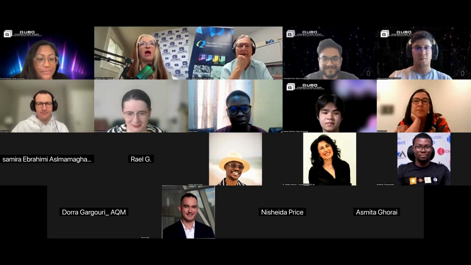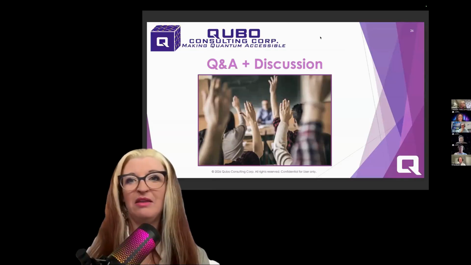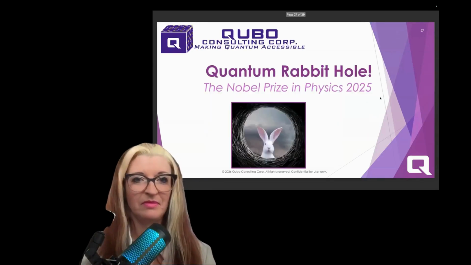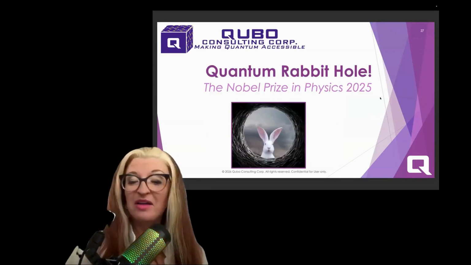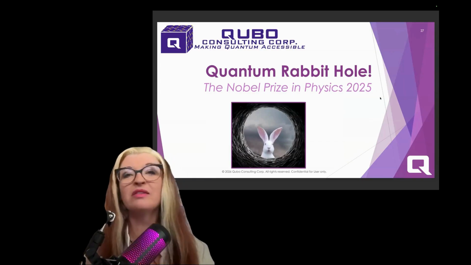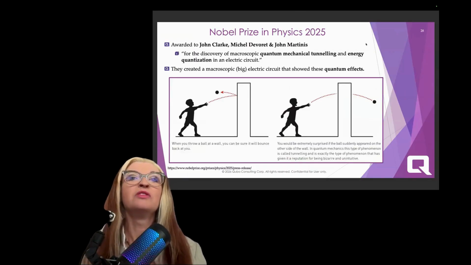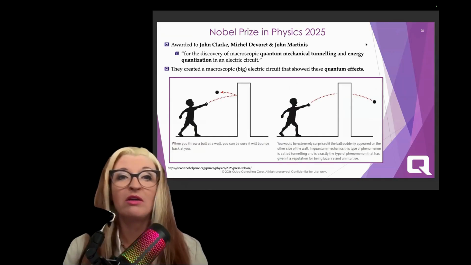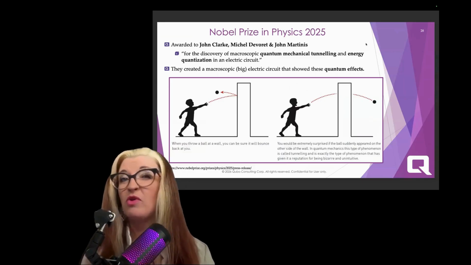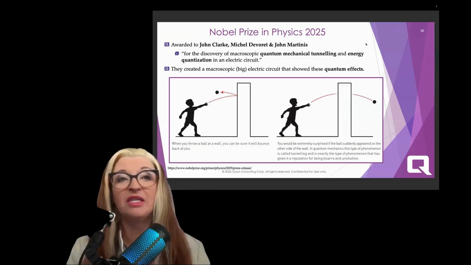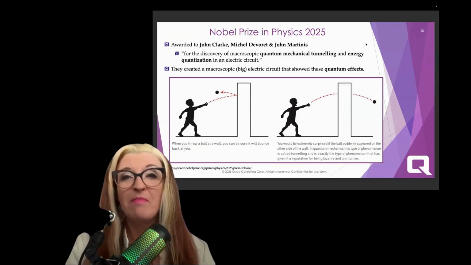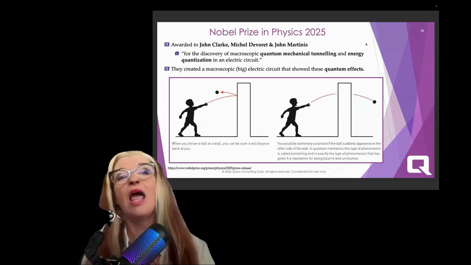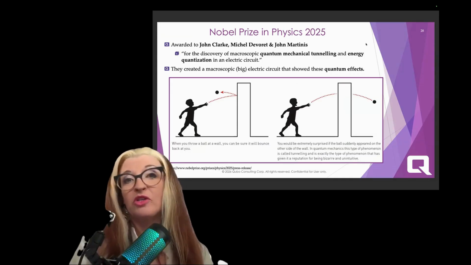We have one more quick rabbit hole to dive down, and then we will bring on our guest speaker. All right, the Nobel Prize in Physics from last year, 2025. How does this all relate? The Nobel Prize in Physics in 2025 was awarded to John Clark, Michael Devoret, and John Martinis for the discovery of macroscopic quantum mechanical tunneling, we'll explain what that is, and energy quantization in an electric circuit.